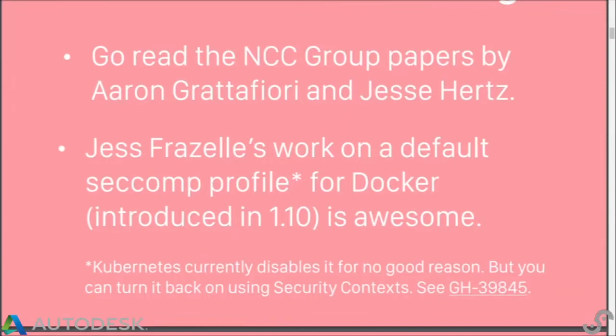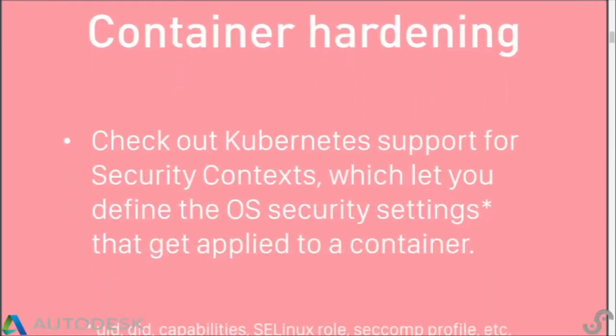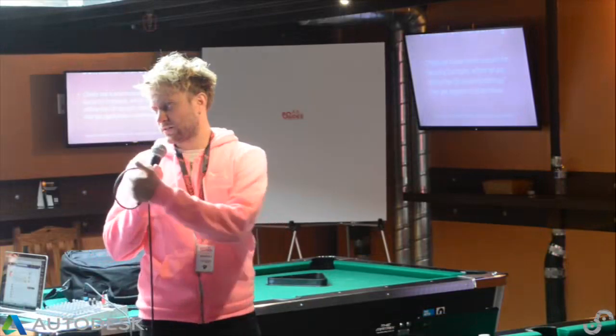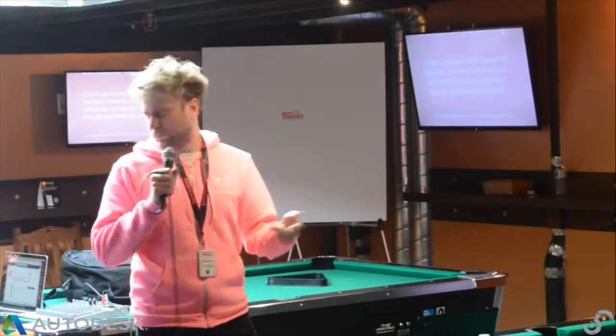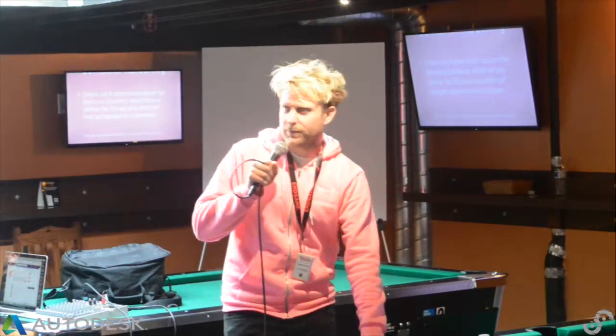Eliminates, I think, around 50 syscalls out of the box. Unfortunately, Kubernetes disables that for you, helpfully. So if you want to turn that back on, check out that GitHub issue. It's really easy to turn that back on using something called security contexts in Kubernetes. Security contexts let you do more things than just specify a seccomp profile. You can also specify UID, GID, capabilities, SELinux roles, etc. So pretty cool stuff. Check that out.